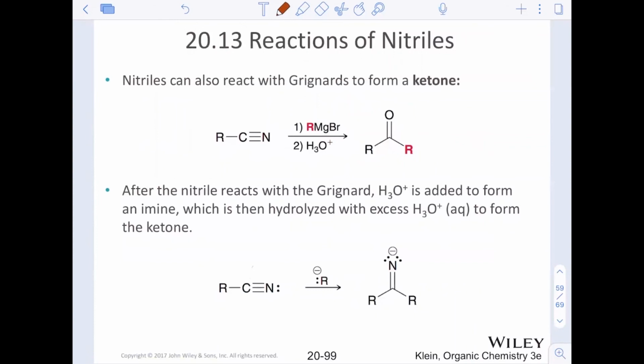Nitriles will also react with Grignards to form ketones. They stop at the ketone here because after the nitrile reacts with the Grignard, it forms an imine, right? And so this reaction is actually quite interesting. The nitrogen gains that lone pair and it forms an imine intermediate. So H3O+ is added to protonate that imine, and then it is also hydrolyzed in a reaction that we learned in chapter 19. Woo-hoo. The reverse of imine formation, which is then hydrolysis back to our ketone.